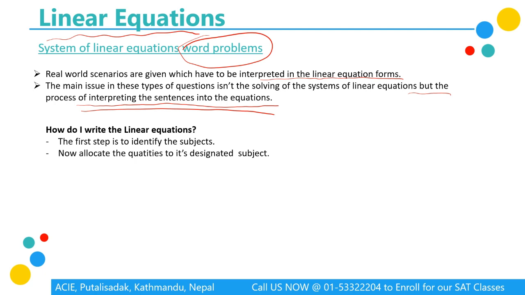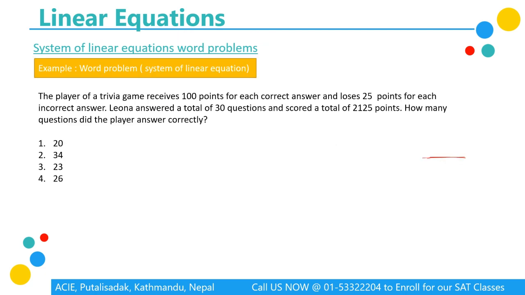So how do I write the linear equation? The first step is to identify the subjects, and the second step is to allocate the quantities to their designated subjects. So C being the number of correct answers, for every correct answer she gets 100 points plus. And I being the incorrect answers, every time she answers a question wrong, 25 marks are minus or deducted. So this is what we need to understand.